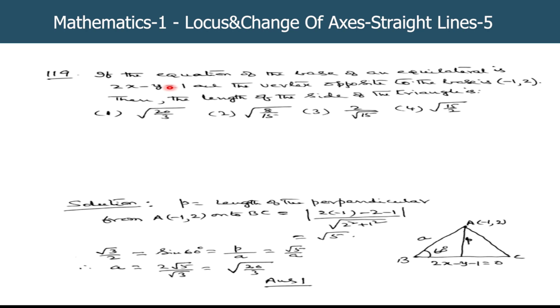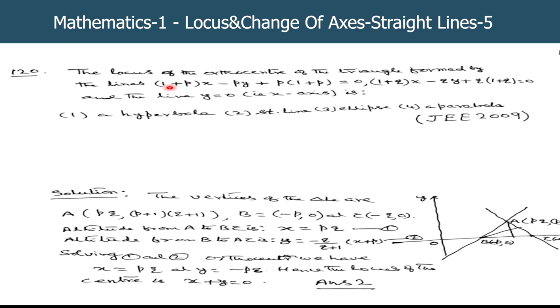Here please see, first you calculate the length of the altitude, then you use sin 60. Then you will get the A value, because it is an equilateral triangle. So the altitude length from A to BC is simply root 5, and because sin 60 is root 3 by 2, which is also equal to P by A, therefore A is equal to root 20 by 3. So option number 1.